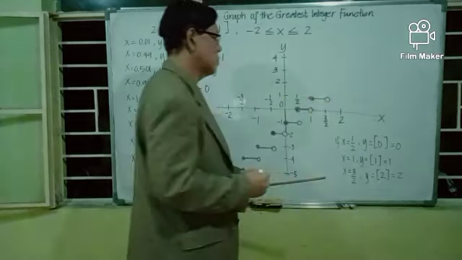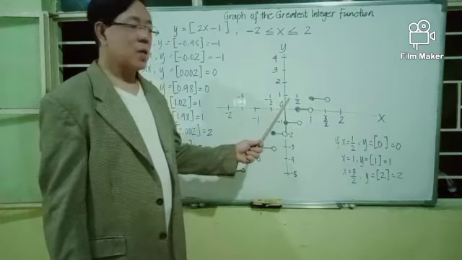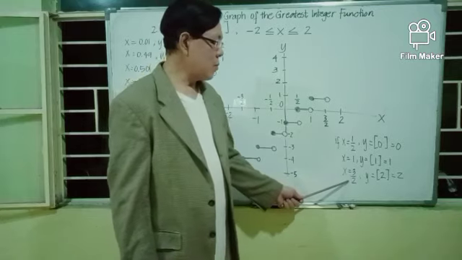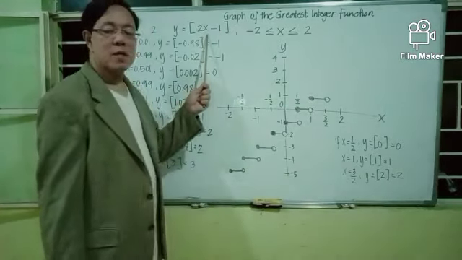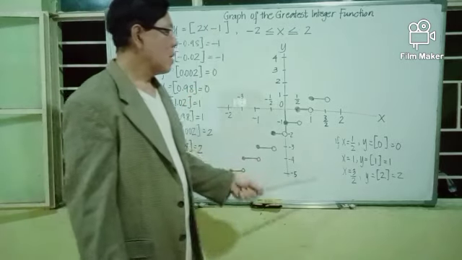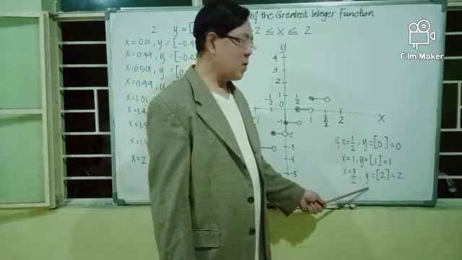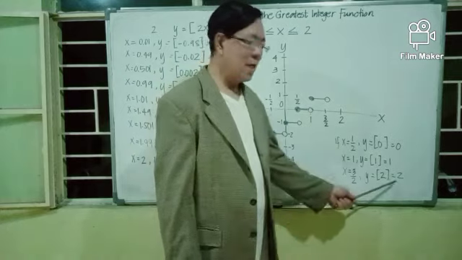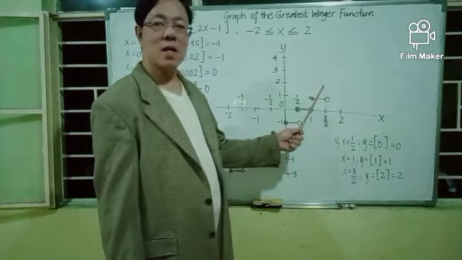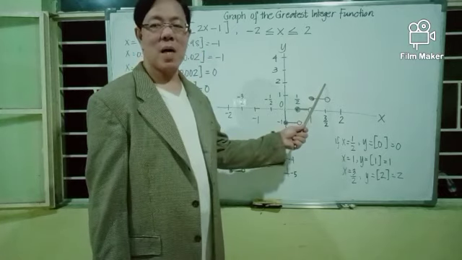The open circle here means that the point (3/2, 1) is not included in this part of the graph, because when x is 3 over 2, substitute here: 2 times 3 over 2 is 3, minus 1 is 2. When x is 3 over 2, the value of the greatest integer function is 2. When x is 3 over 2, the value of y is 2. And we represent that by a point.